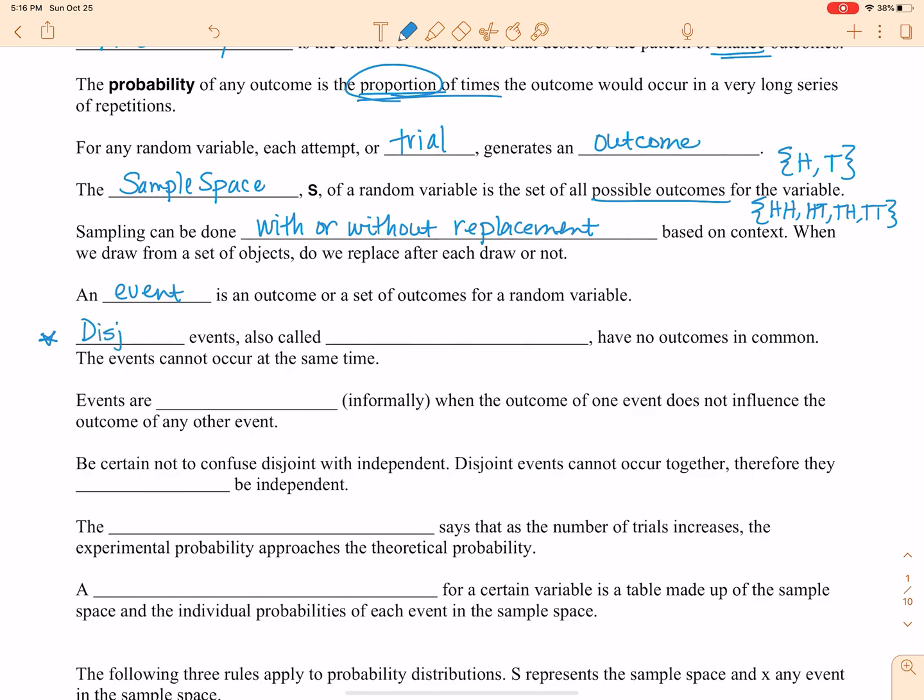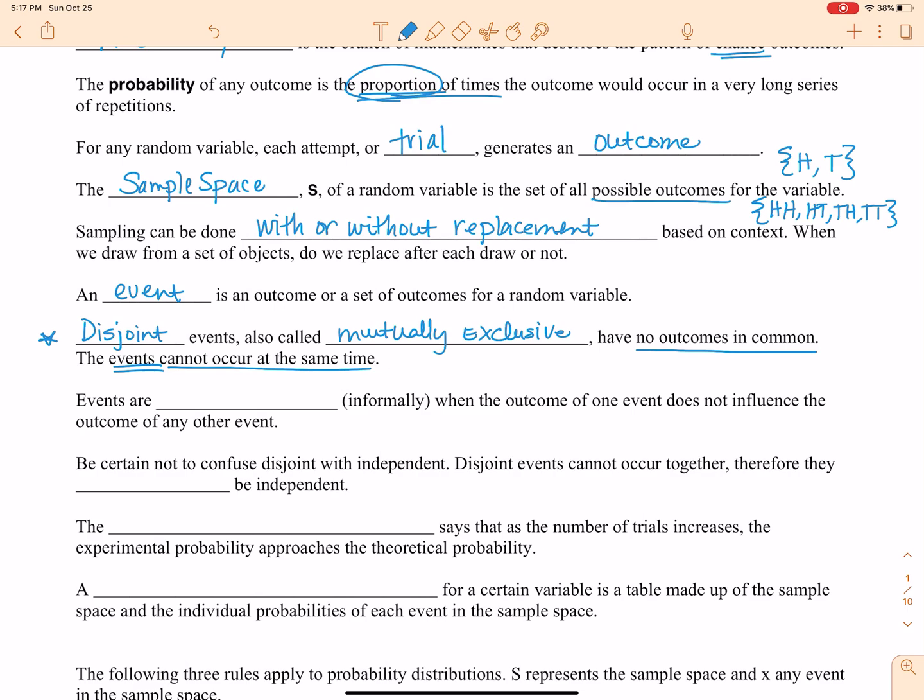Disjoint events are also known as mutually exclusive. And this just means that we have no outcomes in common. Another way to think about it are events that cannot occur at the same time. So an example of this, if I've got a die and I'm rolling it, I can't get a 3 and a 2 at the same time. Okay, those events would be mutually exclusive of one another.